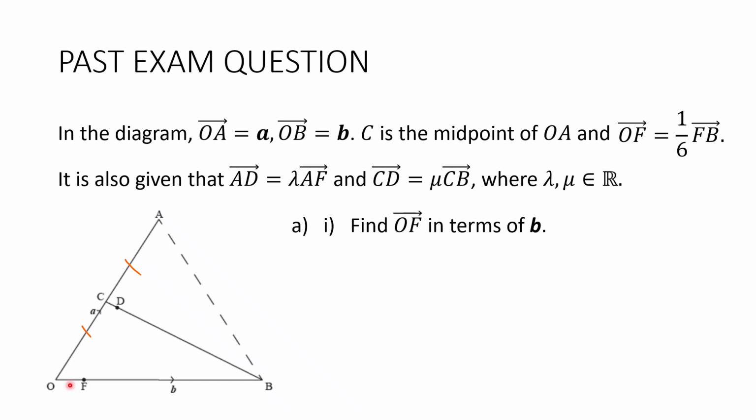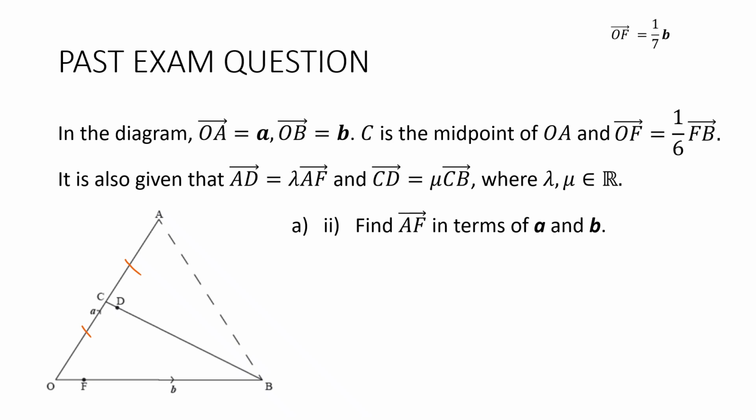So OF is here. We know that it is 1/6 of the vector FB. And so finding OF, that must be 1/7 of the whole vector B.